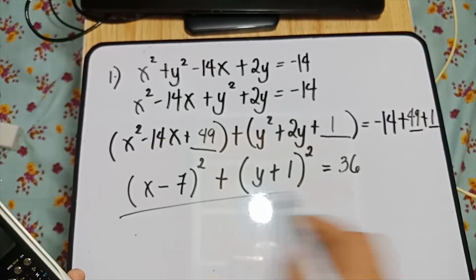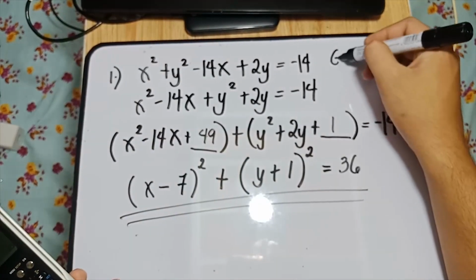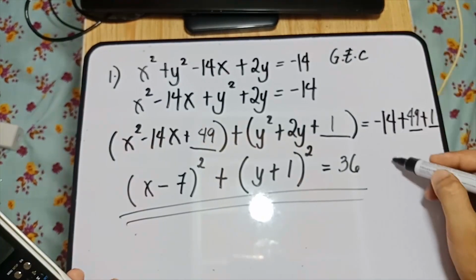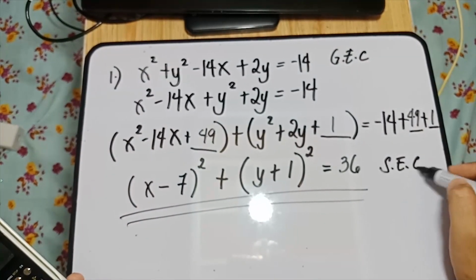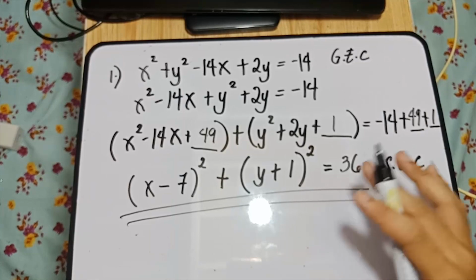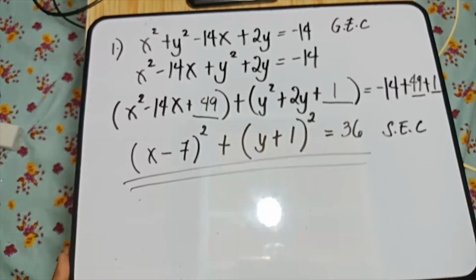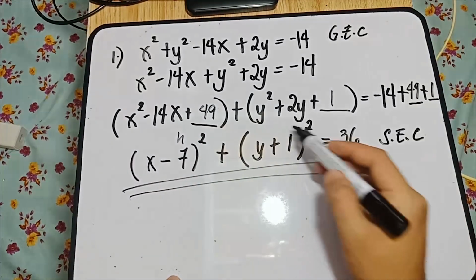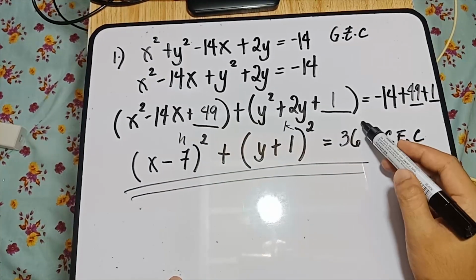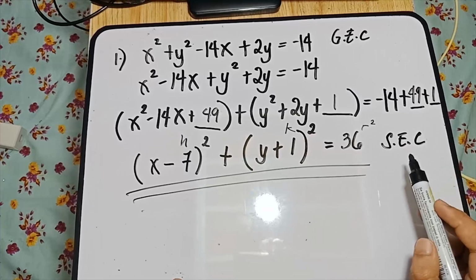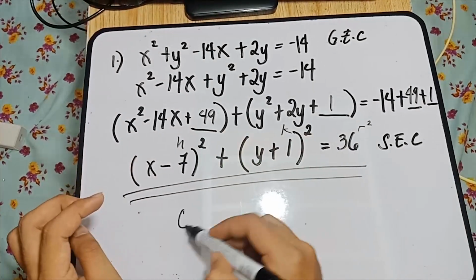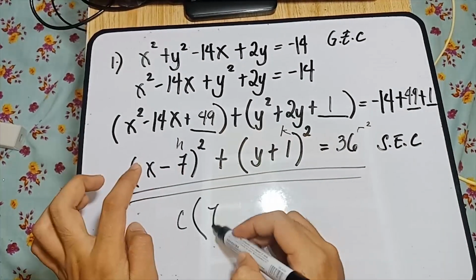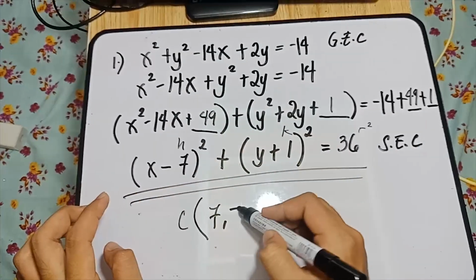So again, standard form na. From general form, naging standard form. Then again, kung may additional, hinihingi yung center at radius, makukuha natin agad. This is our h, and this is k. This is our r squared. So, yung center natin ay, that is 7, and negative 1.